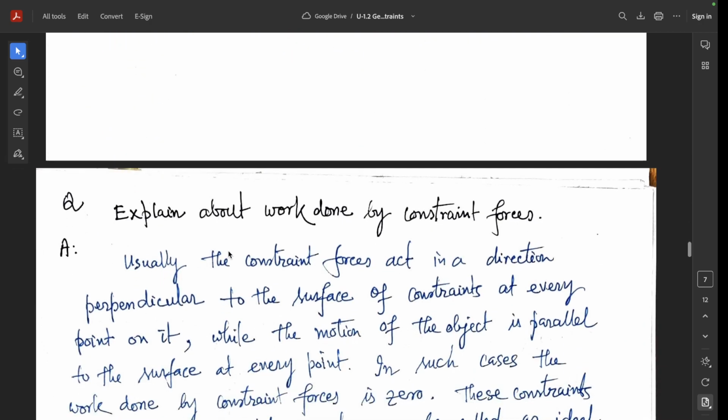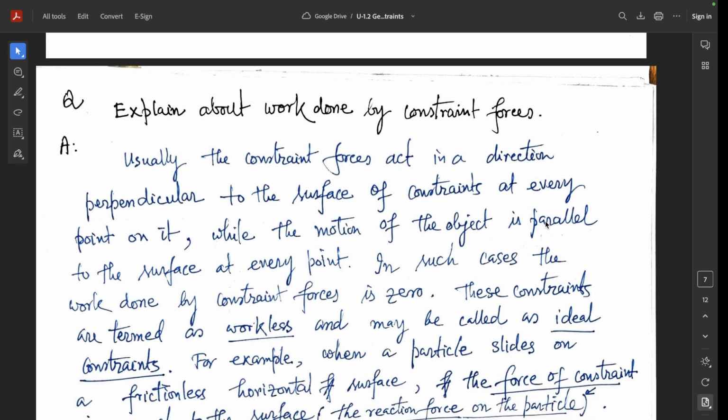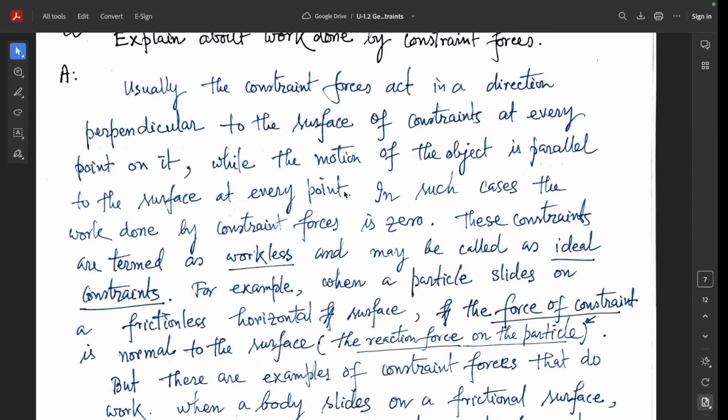Question: explain work done by constraint forces. Usually, the constraint forces act in a direction perpendicular to the surface of constraint at every point on it, while the motion of the object is parallel to the surface at every point. In such cases, the work done by constraint forces is zero. These constraints are termed workless and may be called ideal constraints.